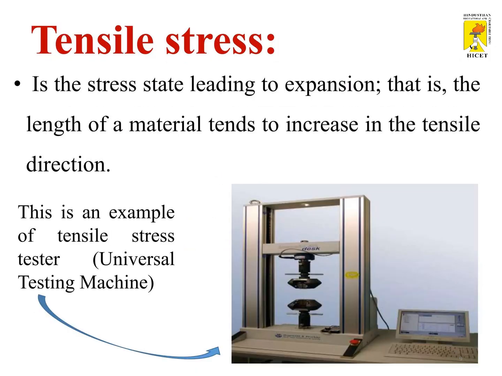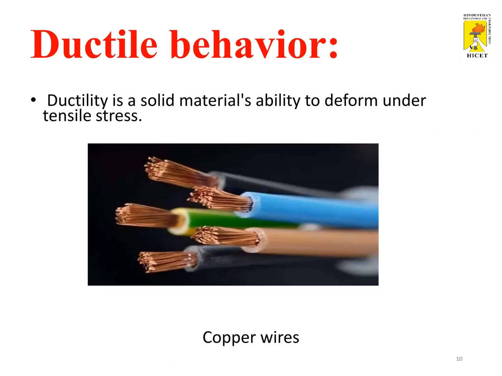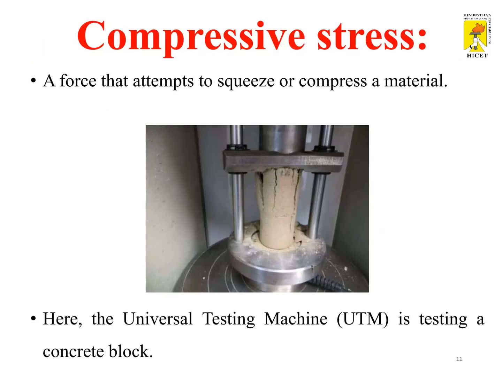A tensile stress leads to expansion, increasing the geometrical dimensions. That is, the length of the material tends to increase. That is the best example of tensile stress. We conduct this experiment in the universal testing machine. Ductile behavior is a solid material's ability to deform under tensile force. The best example is copper wire.